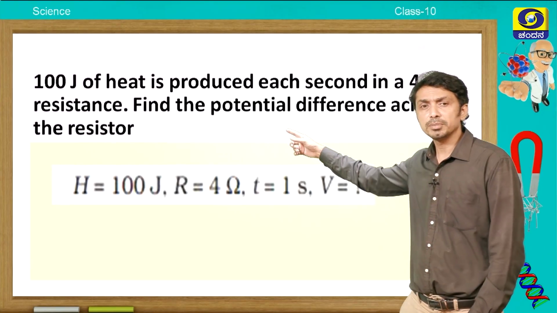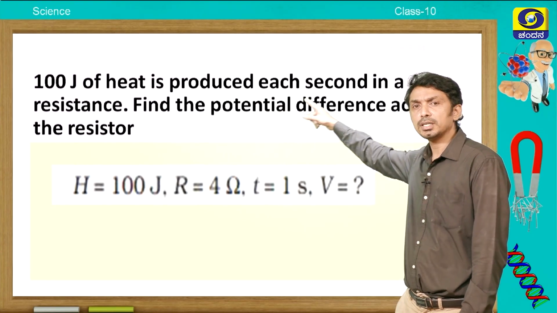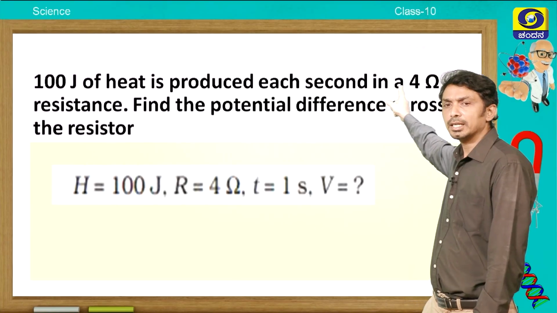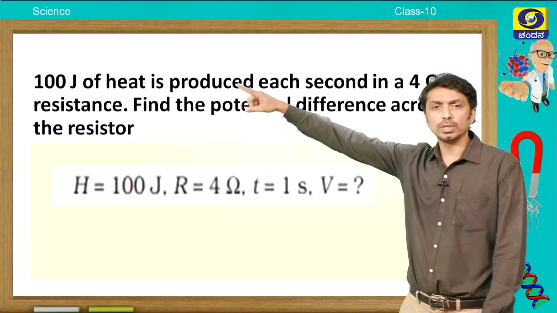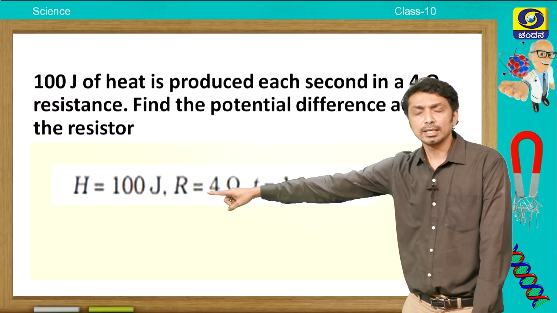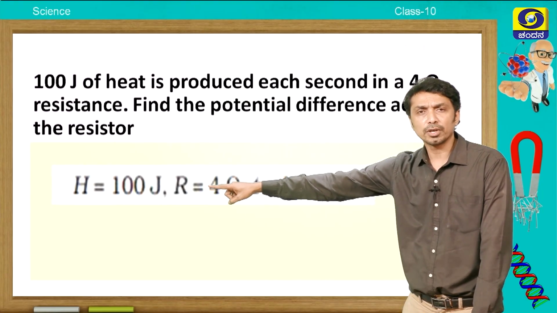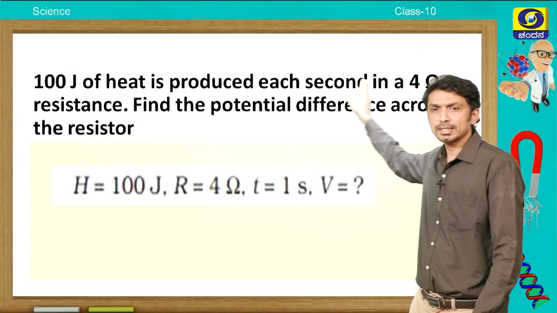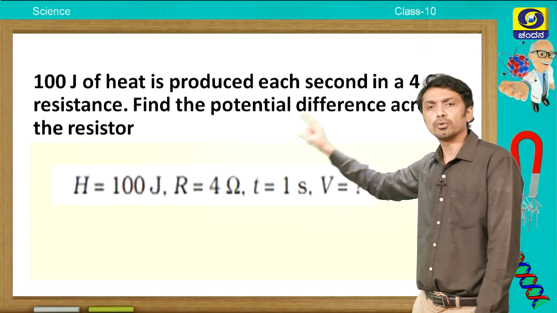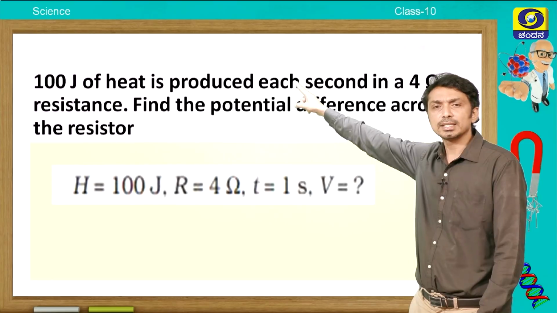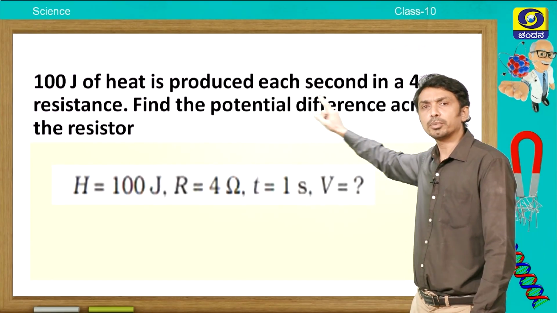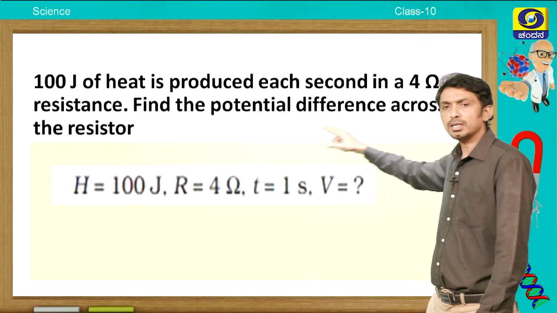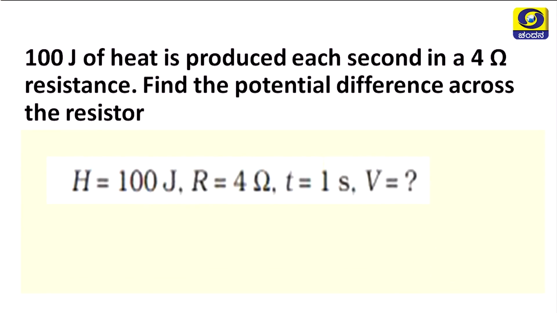Here, you need to observe: 100 joule of heat is produced in each second in a 4 ohm resistance. So, 100 joule is the heat. The symbol we use is H for heat, 100 joule. Resistance R is equal to 4 ohm and the time is each second, meaning 1 second. And what we need to find? Find the potential difference across the resistor. So, V is what we have to find.